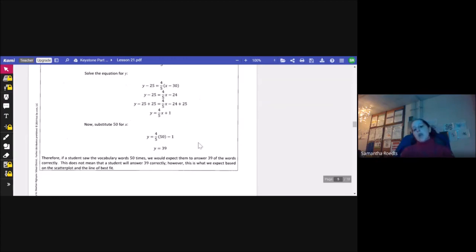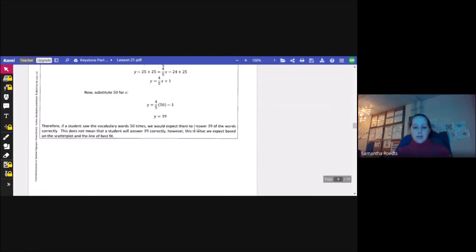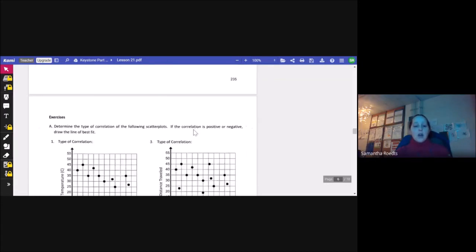Therefore, if a student saw the vocabulary word 50 times, we would expect them to answer 39 of the words correctly. This does not mean that a student will answer 39 correctly. However, this is what we expect based off of the scatter plot and the line of best fit. All right, so go ahead and work on the exercises below.